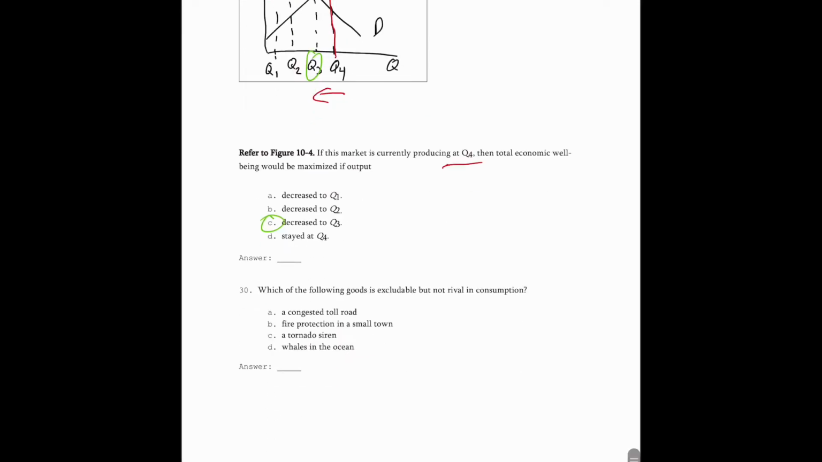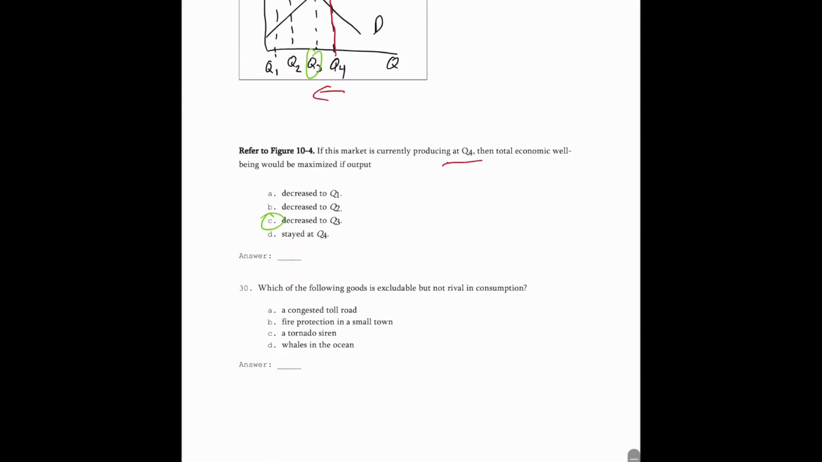If this market is currently producing at Q4, then total economic well-being would be maximized if output decreases. So we're at Q4, we should shrink output to Q3 because that's where our equilibrium is. We want to hit equilibrium, so we decrease it to Q3.